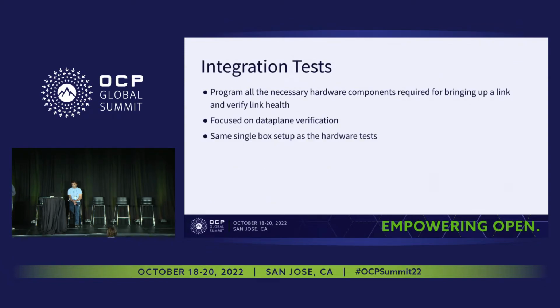The next layer of test that we have is called integration test. So we bring up each process: agent for programming the NPU, QSFP service for programming optics and PHYs, FSTB, MKA service for programming MACsec, and every other process that together ensures that the link can come up, and we make sure that the link remains healthy. So unlike the hardware tests, which were focused on control plane, these tests are focused on data plane verification. And from the topology perspective, it's the same single box setup as the hardware test.